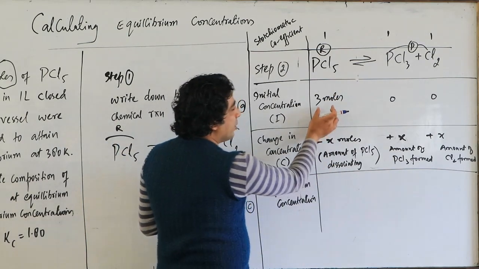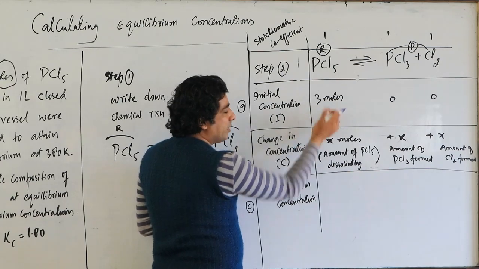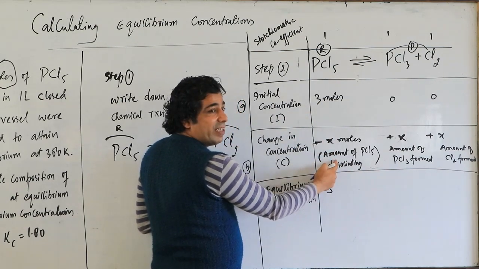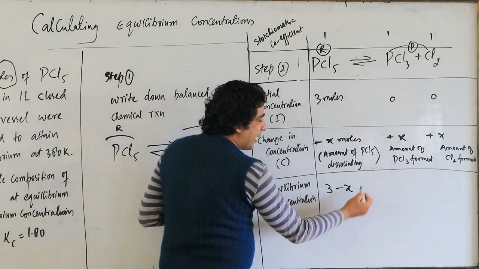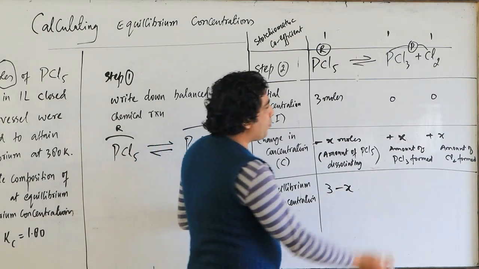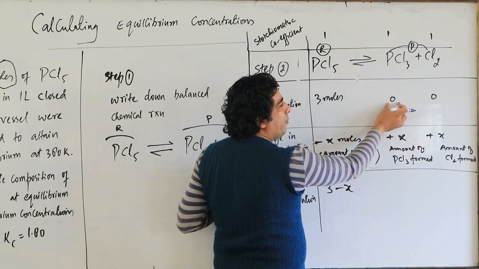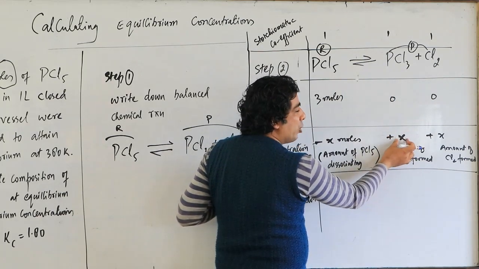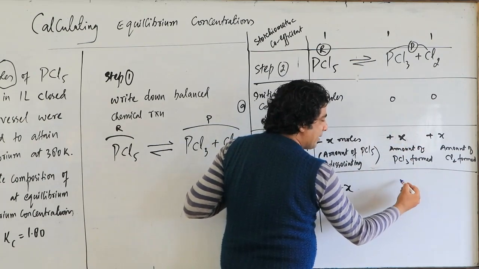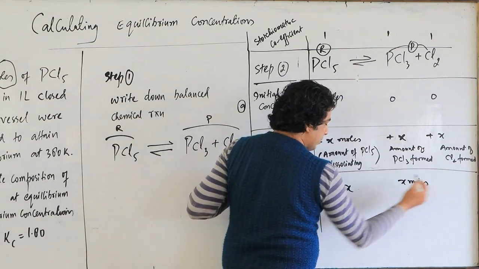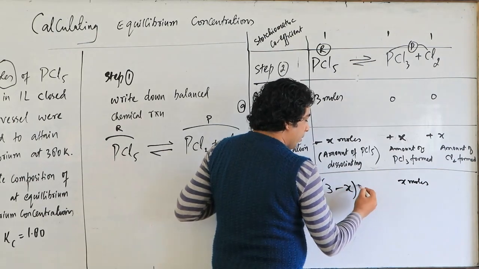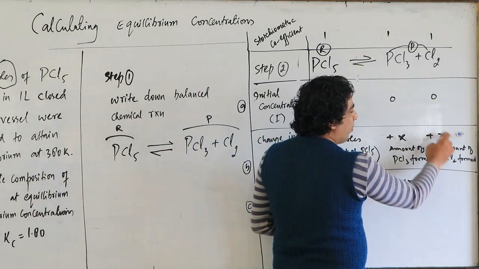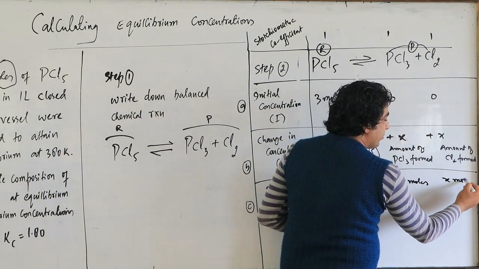So equilibrium concentration, what is the initial number of moles? 3 moles. So take the initial number of moles. How much amount of PCl5 has decreased? X. So 3 minus X. Now what was the initial amount of PCl3 as a product? 0. How much is produced? X moles are produced. So 0 plus X is X moles. So here we have 3 minus X moles, here we have X moles, and 0 plus X is actually X moles here.